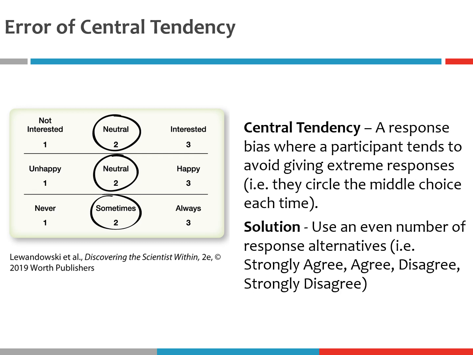Neutral or the middle option is something you don't want to really have in your surveys. I don't like to have sometimes or neutral, because right away people want to circle that. And they may be trying to tell you the truth, that they really don't care, or it really is sometimes. But more likely than not, they're circling it just to get through the survey. So use an even number of response alternatives and you avoid this problem.